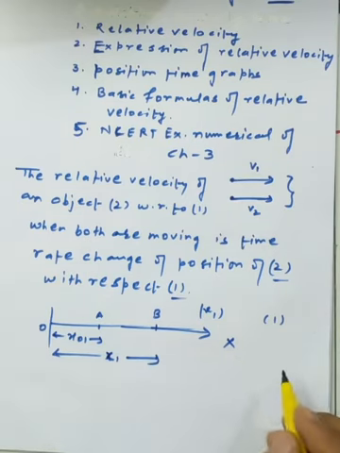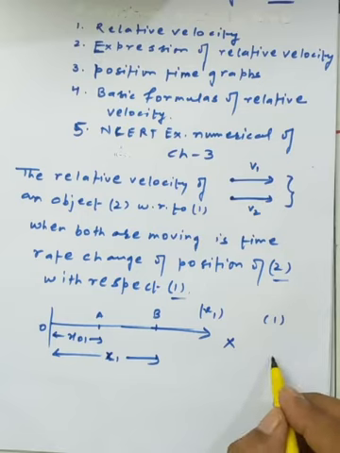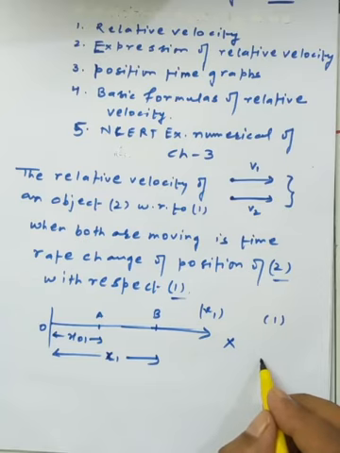Generally we use the concept that speed is equal to distance upon time. So distance is equal to speed into time. So we are using the displacement of an object.